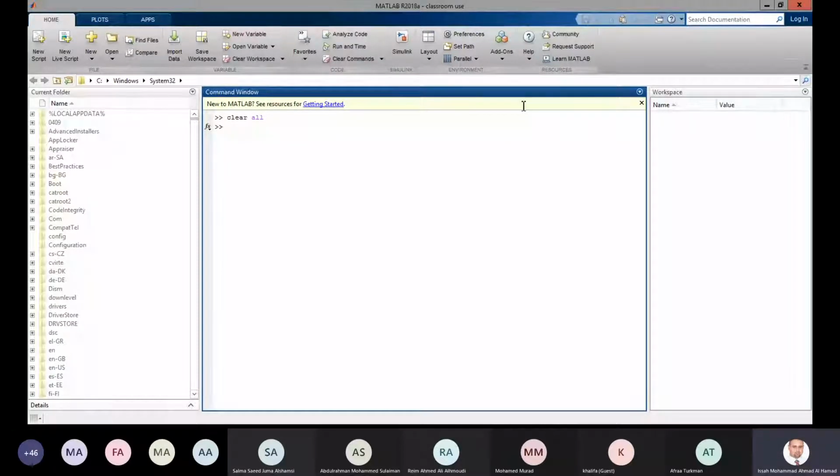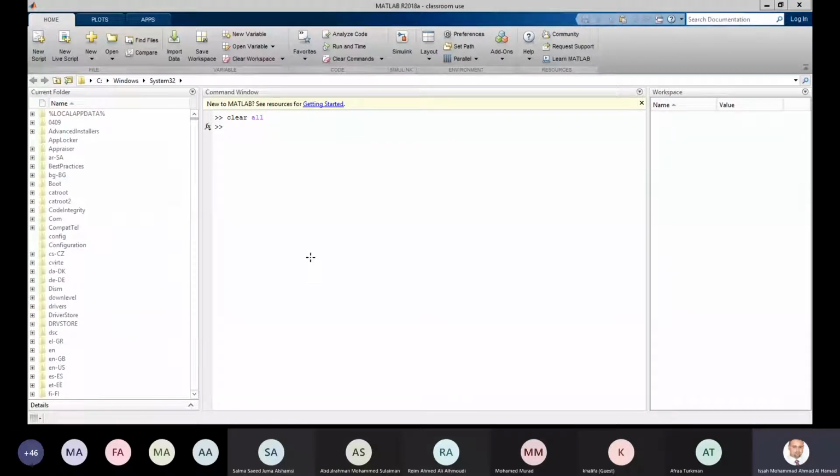Okay, so this is the MATLAB screen, and you had an idea about the introduction, command window, script files, and so on. Okay, so let's start with the integration.